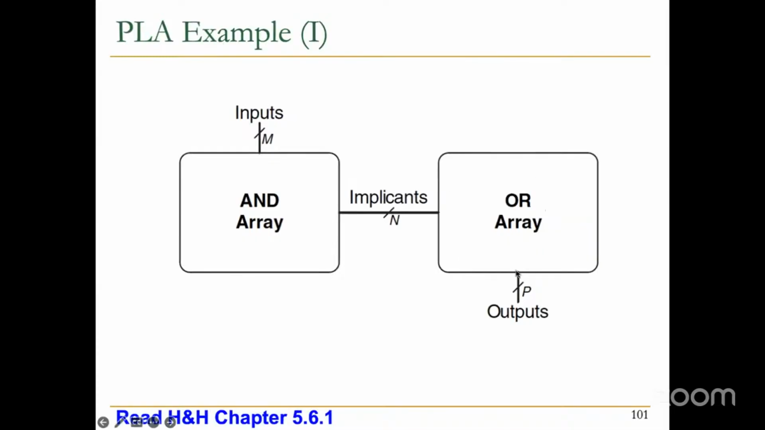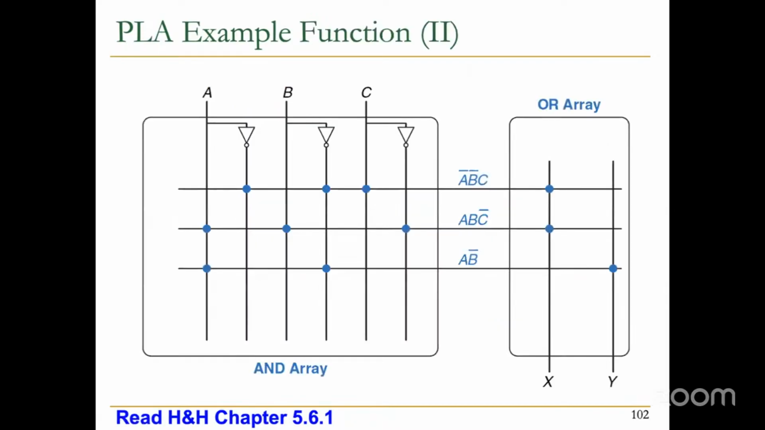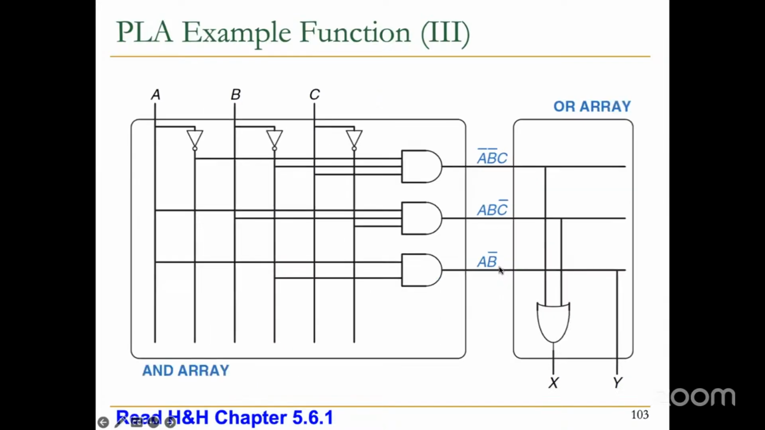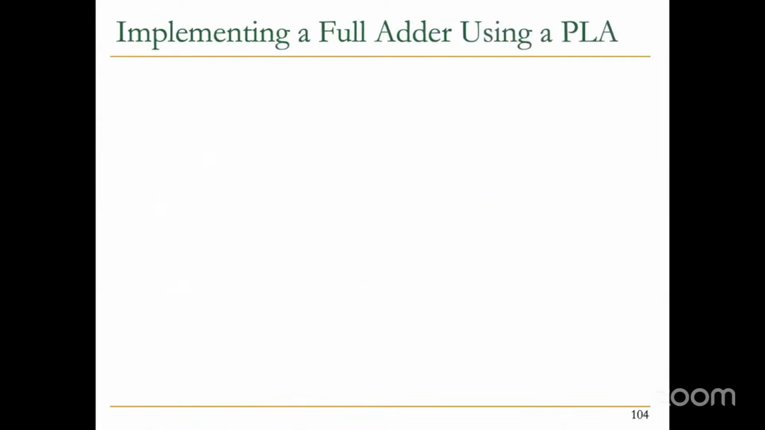You have an AND array, you have an OR array, inputs, and then implicants. These are all essentially the minterms, and then you have outputs. So this is one example function. Again, I will not go over this, but basically these are the programmed connections. In this case, they were nice, they added these blue things. So in this case, X evaluates to A bar B bar C, which is coming from these 3 things, or A B C bar. And you can see that Y evaluates to A B bar. Okay, and this is another way of looking at it.